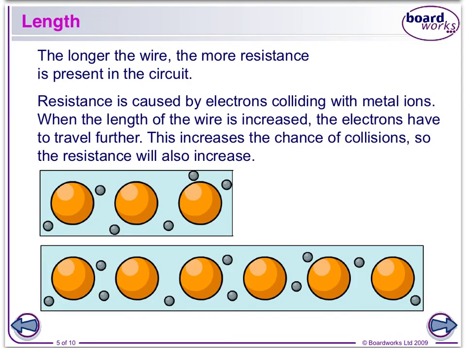So we're going to discuss how each of these factors affects the resistance. So the length, when we have a longer wire, we have more resistance in the circuit. And this is because when electrons are moving through the circuit, they're going to collide with metal ions. And when they're colliding, they're going to slow down, so there's a resistance to their flow. When the wire is longer, the electrons need to travel further, so they have an increased chance of collision.